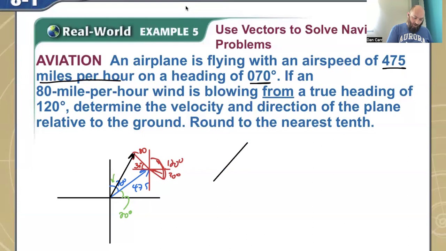So we're starting from point A. That's where the airplane is starting from here. We're going to have this side length here. That's going to be 80. This length here is going to be 475.